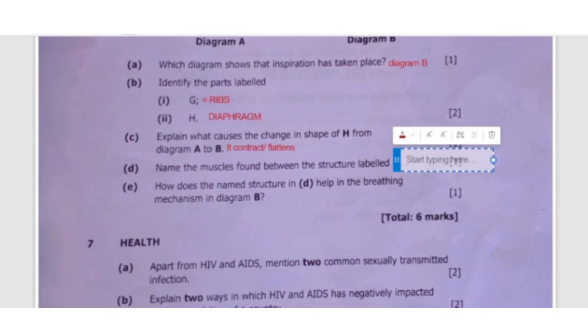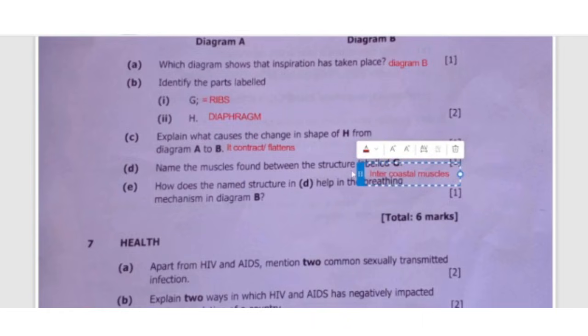We can call them intercostal muscles. Those are called intercostal muscles. If it's not clear, let me bring my answer down here so that it's very clear. It's called intercostal muscles, like that.